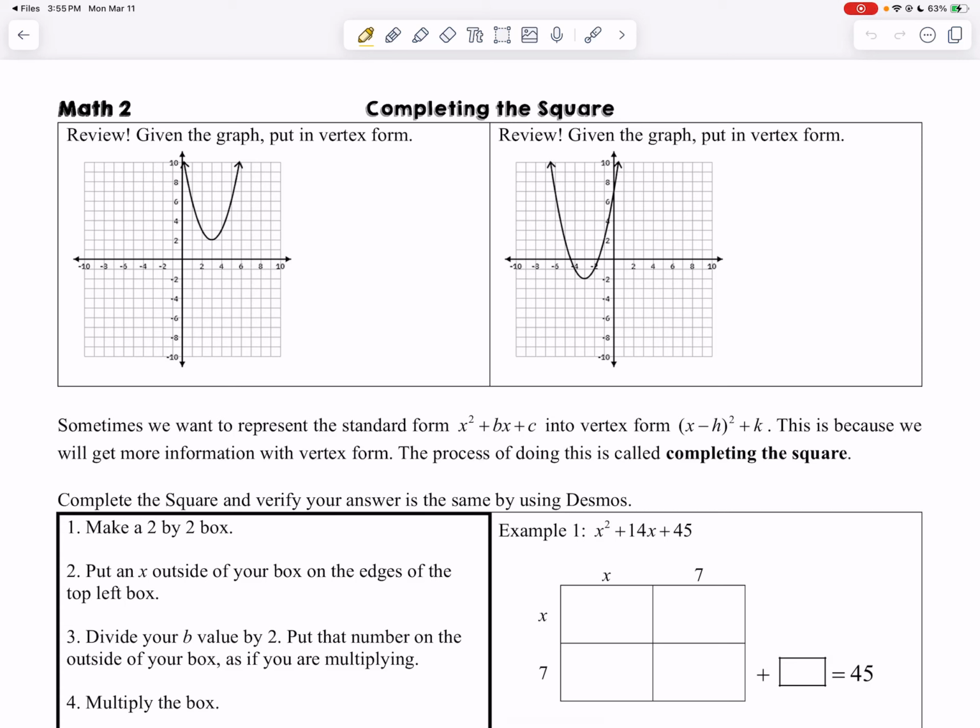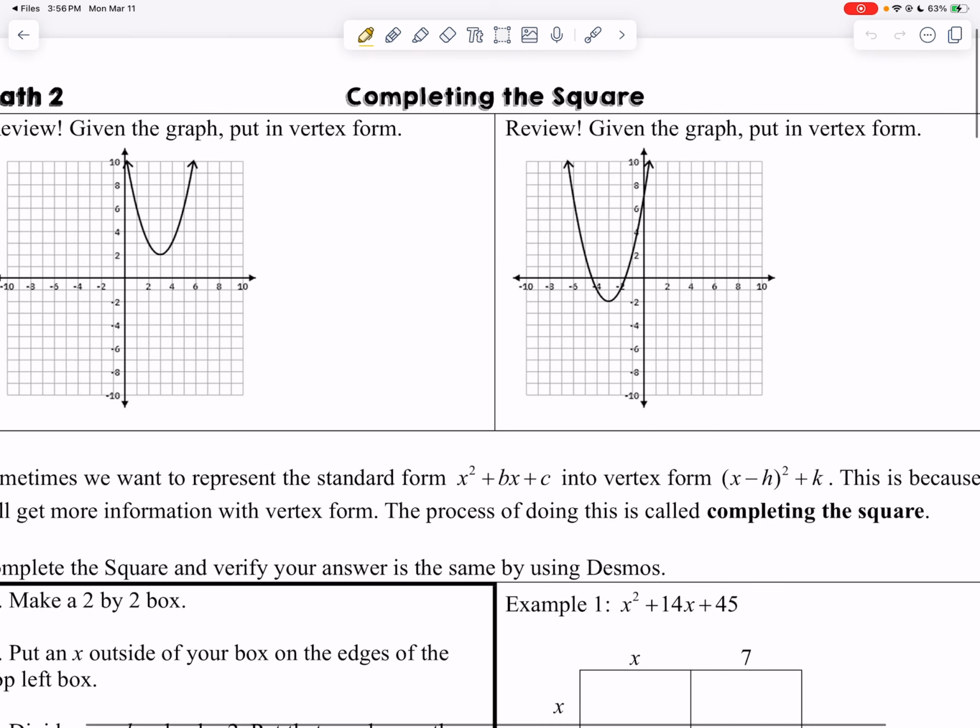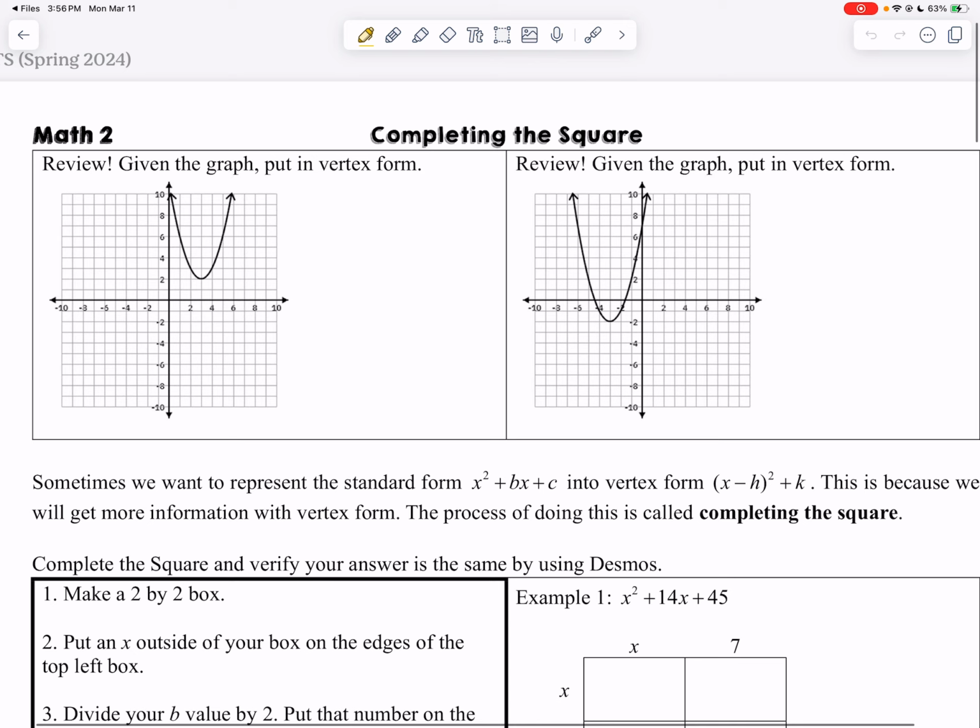Alrighty. In this video, we are going to be completing the square while I am out and about. So we are going to do a little bit of review from pre-spring break here. So here, I give you two graphs, and I tell you to put this in vertex form.